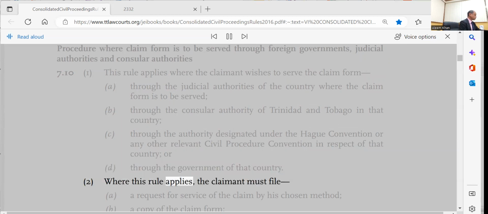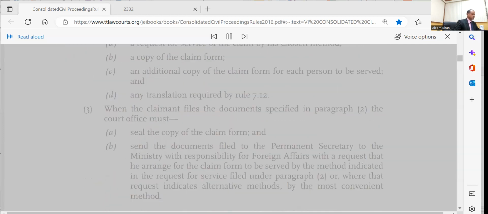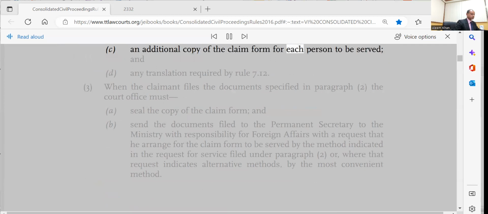2. Where this rule applies, the claimant must file a. a request for service of the claim by his chosen method, b. a copy of the claim form, c. an additional copy of the claim form for each person to be served, and d. any translation required by Rule 7.12.